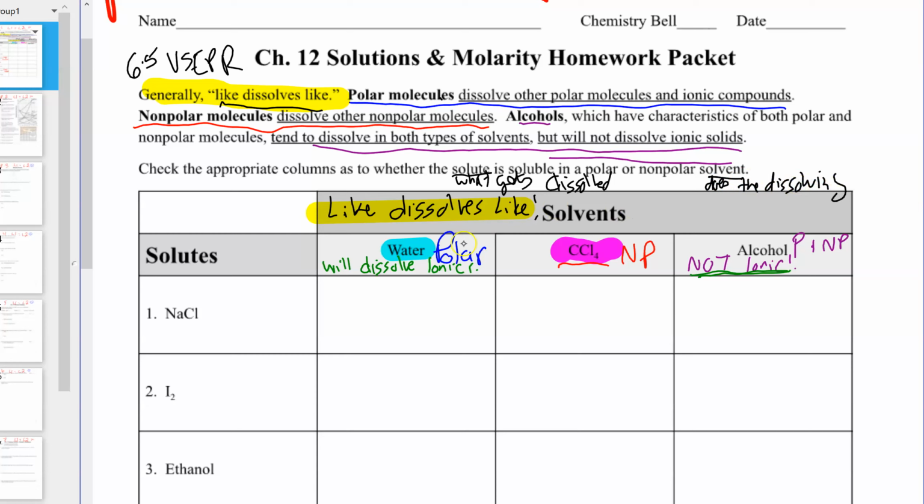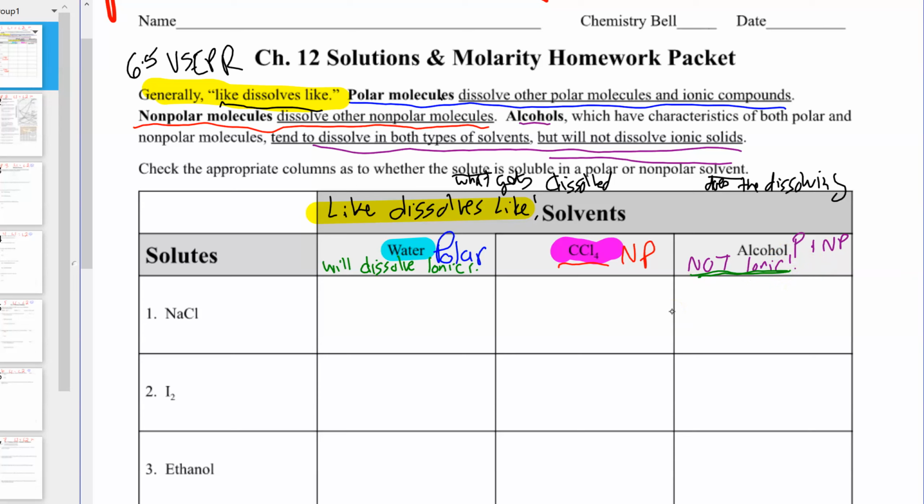So these are all my solvents. Water, which is polar, will dissolve ionics too, and polar. CCl4, think back to our VSEPR. On this one, all those bonds cancel each other out. It's nonpolar, so it will only dissolve nonpolar things. And alcohol will dissolve polar and nonpolar, but it will not dissolve ionic.